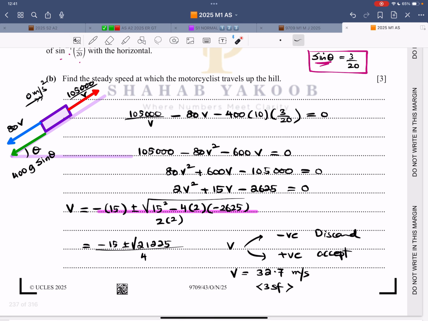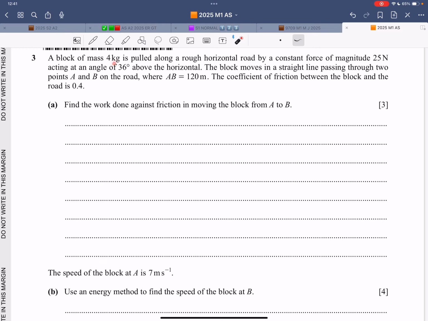The next question. A block of mass 4 kg is pulled along a rough horizontal road by a constant force of magnitude 25 at an angle of 36, just like the questions that have come earlier, that the force is acting at a particular angle. The block moves in a straight line passing through 2 points A and B. AB is this much, coefficient of friction is this much.